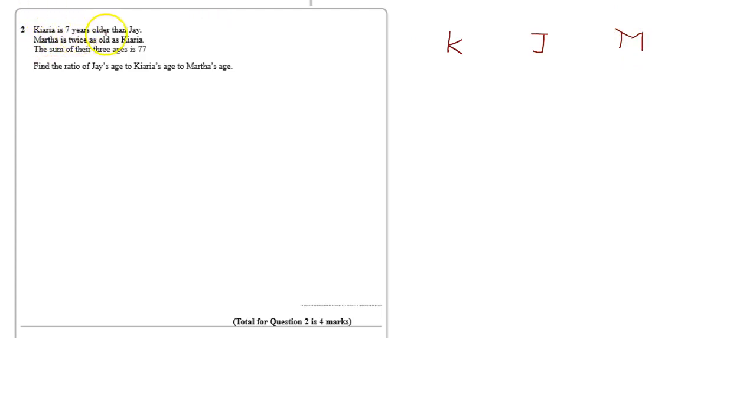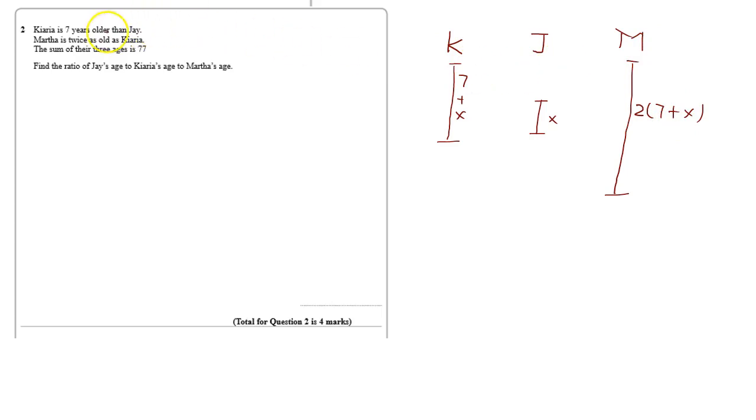Now Carria is 7 years older than J. Suppose this is the age of J, say this is X. Carria is 7 years older, so this is X plus 7. Martha is twice as old as Carria. Now this is Martha. Twice as old means she is 2 times (7 plus X).